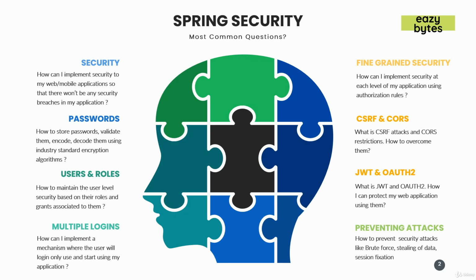system. It also covers how to achieve fine-grained security using roles, authorities, and method level security that is available inside the Spring Security Framework, along with the industry standard topics like CSRF attack, CORS restrictions, what are tokens, how they can be leveraged inside authentication and authorization systems, what are JWT tokens, what is OAuth2, and how to prevent the most common security related attacks inside your web applications.